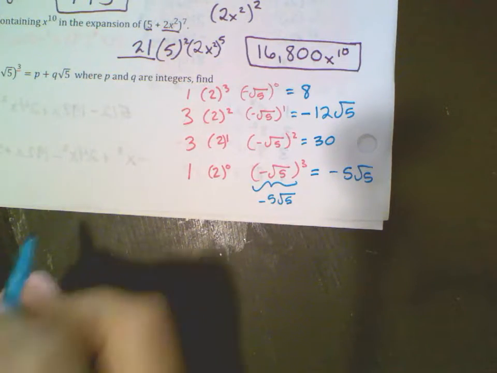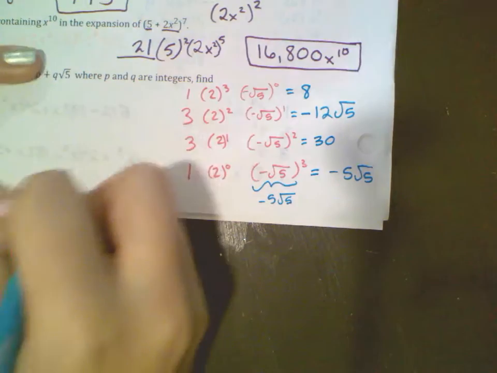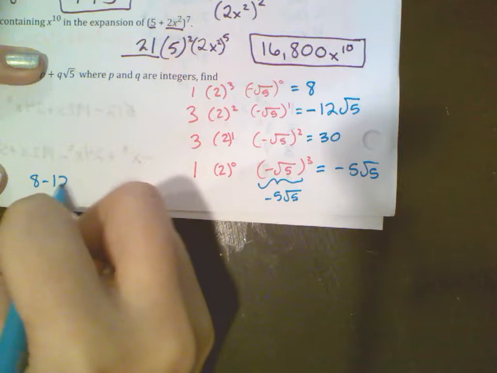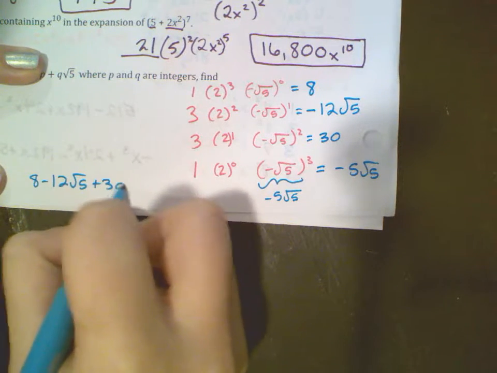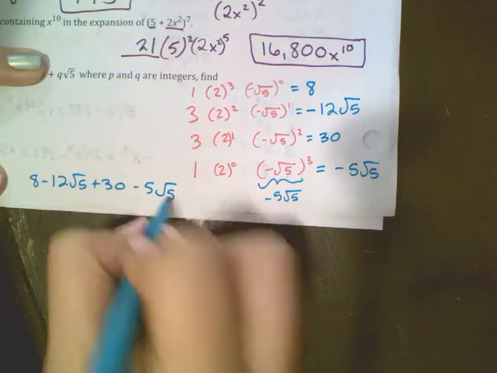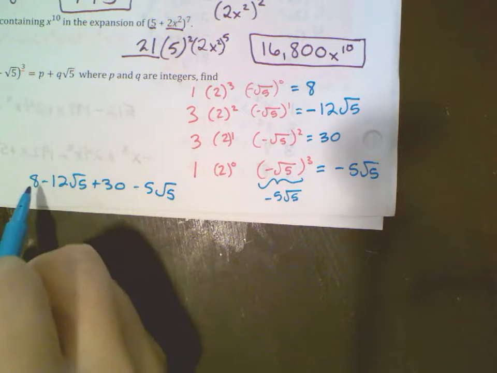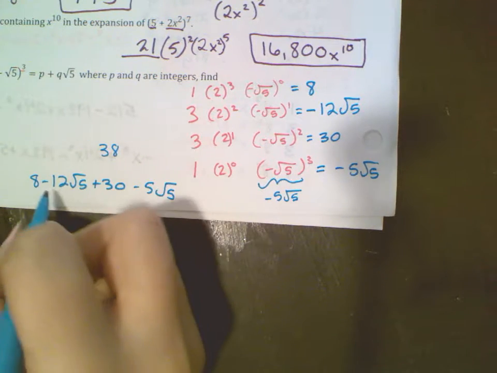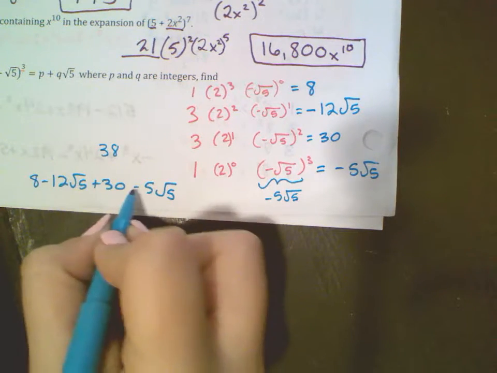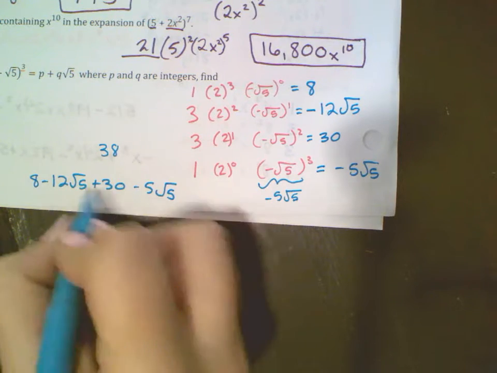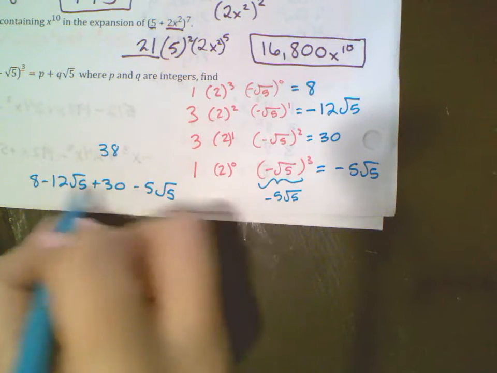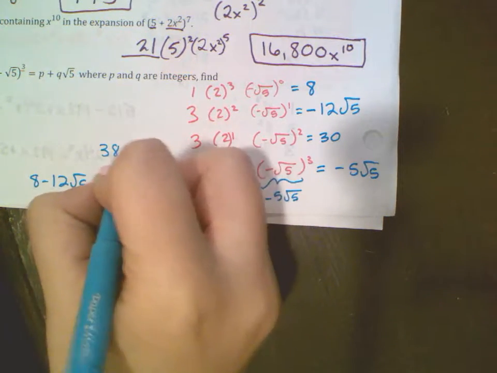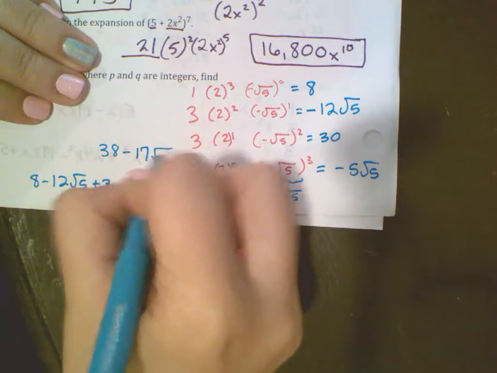Now, if we're going to put all of that together, we get 8 minus, can you see that? 8 minus 12 root 5 plus 30 minus 5 root 5. Now we can combine our like terms. 8 plus 30 is 38. Negative 12 root 5 minus 5 root 5. If those roots match, we can just combine those coefficients. So negative 12 minus 5 gives me negative 17 root 5.